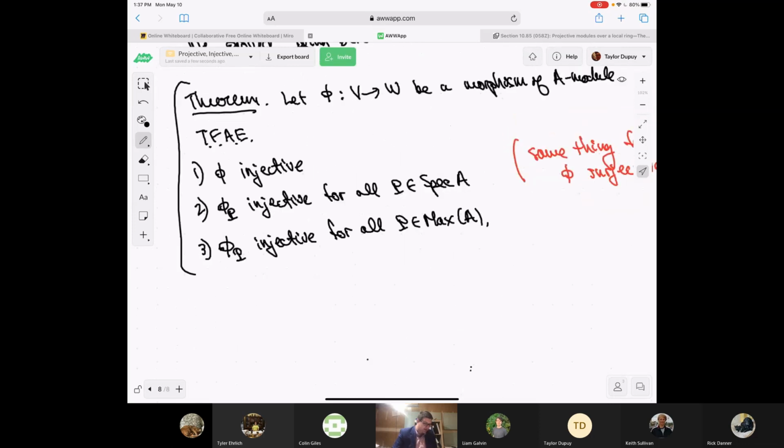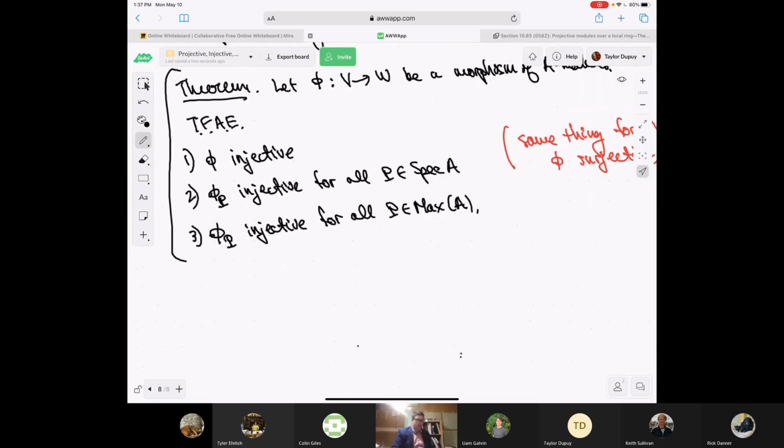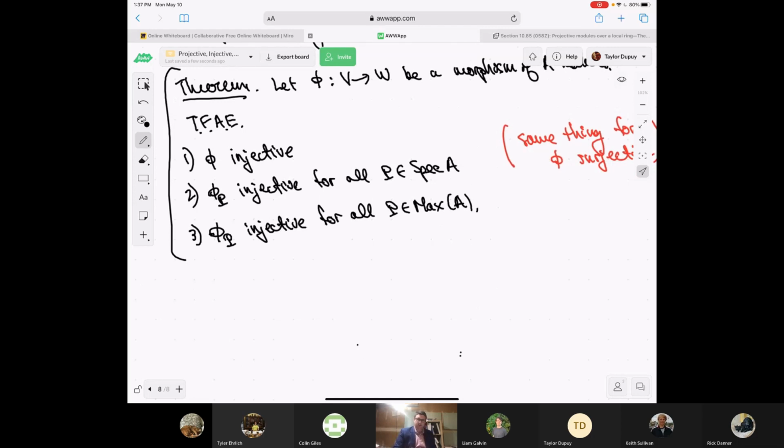I need a reminder. I already told you that localization is an exact functor. So it takes injections to injections and surjections to surjections. Taking a stalk is localizing at a prime ideal. So when I take stalks, that's exact. Okay, so proof.